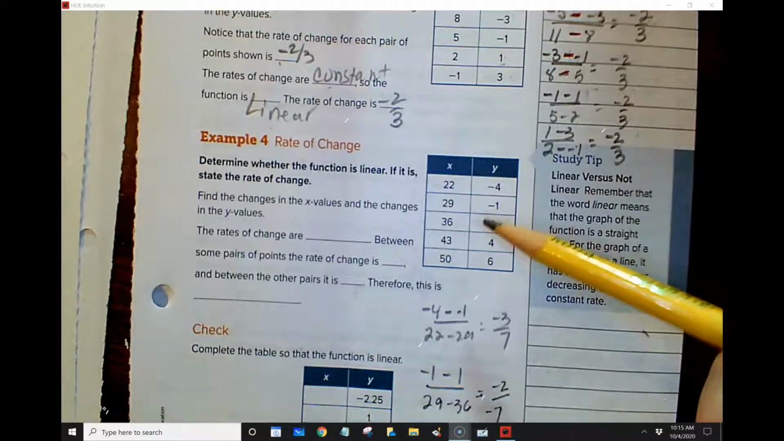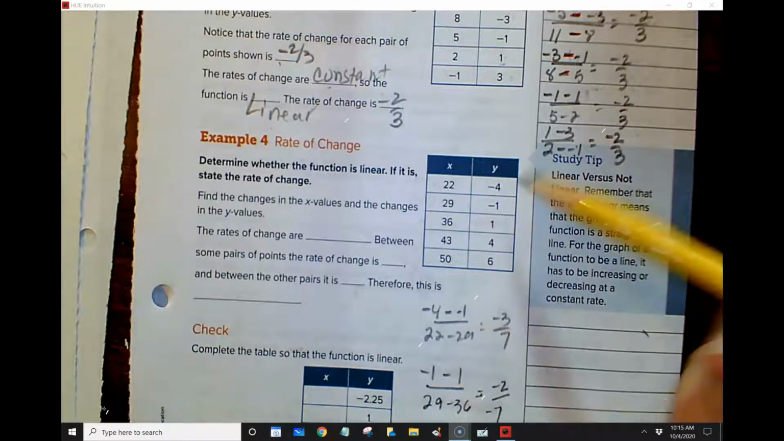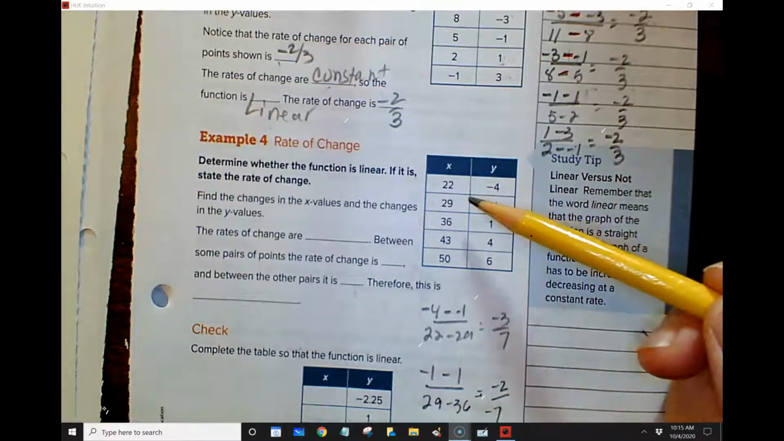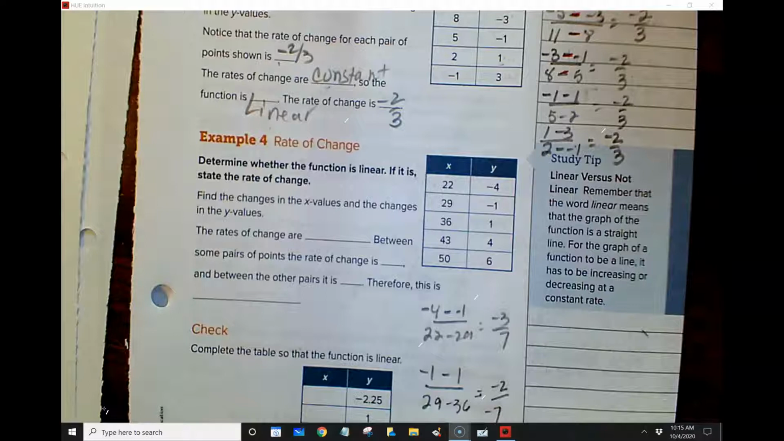Okay, so I started this one off. I just did negative 4 and negative 1. So negative 4 and 22 and negative 1 and positive 29. And I got a negative 3/7.